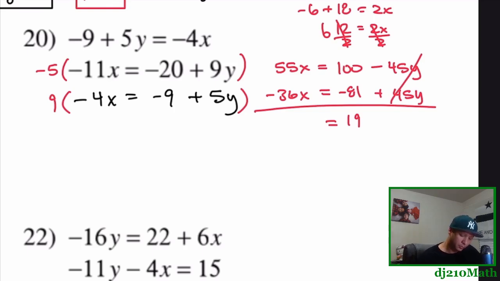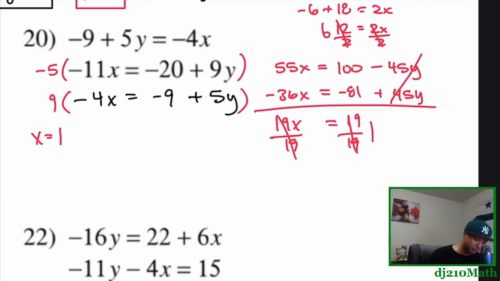So that would be 19, right? Because 20 would be 56. So this would be 19x. Oh, that's nice. Divide both sides by 19. X is equal to 1.